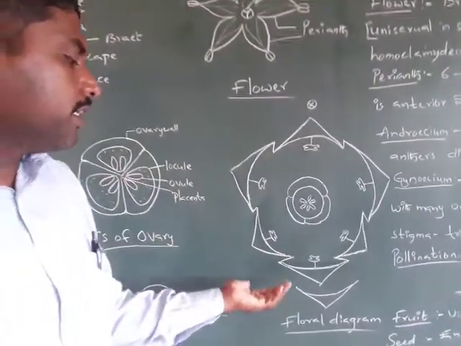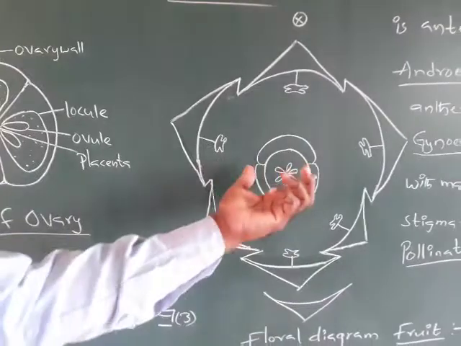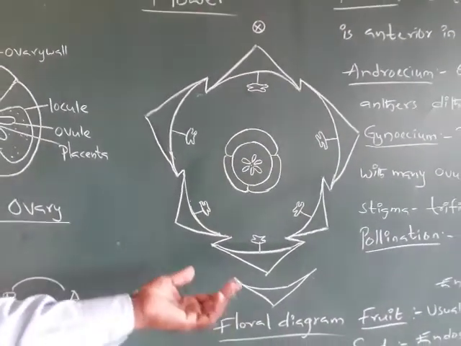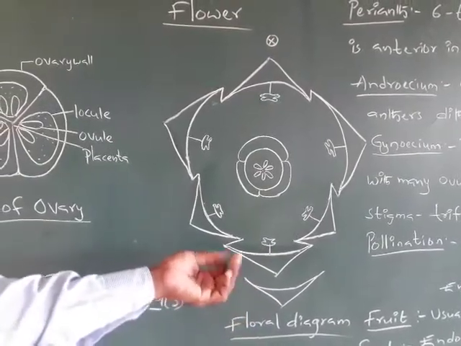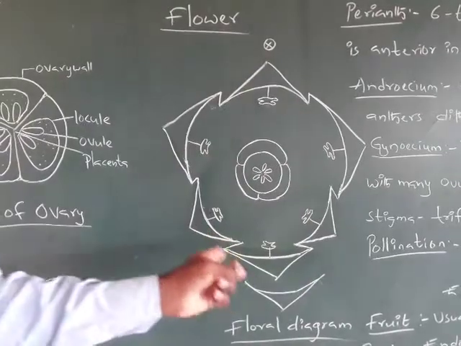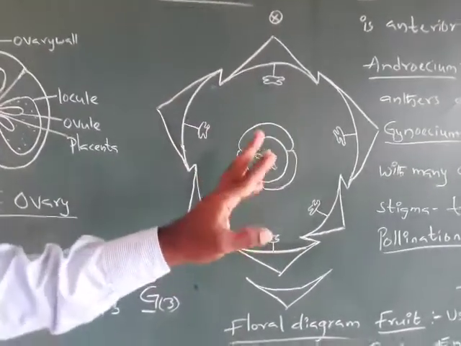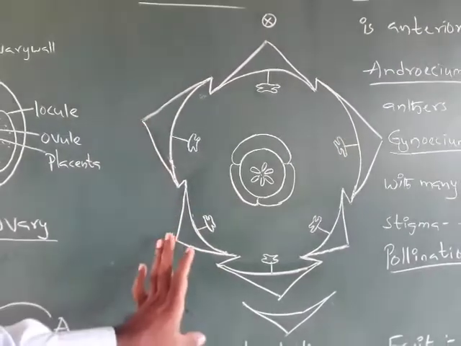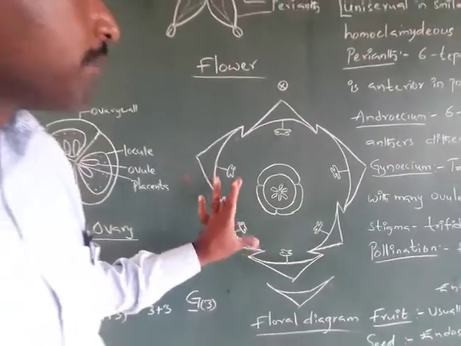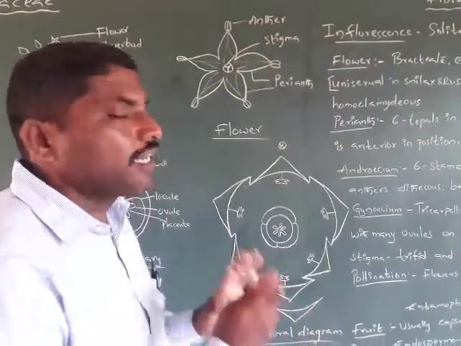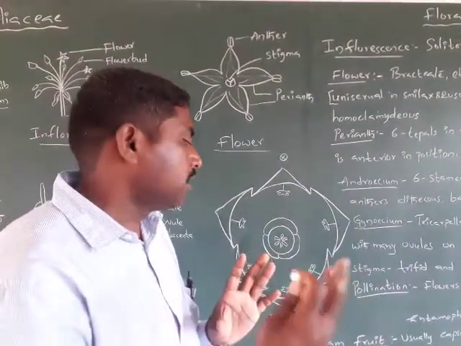And next, see here the floral diagram. Here we have to observe. Here it is the bracts, and here it is the perianth. There is no separation of the sepals and petals, which means there is no calyx and corolla. Here it is only the perianth. Perianth is composed of sepals and petals, but it is not differentiated into calyx and corolla.